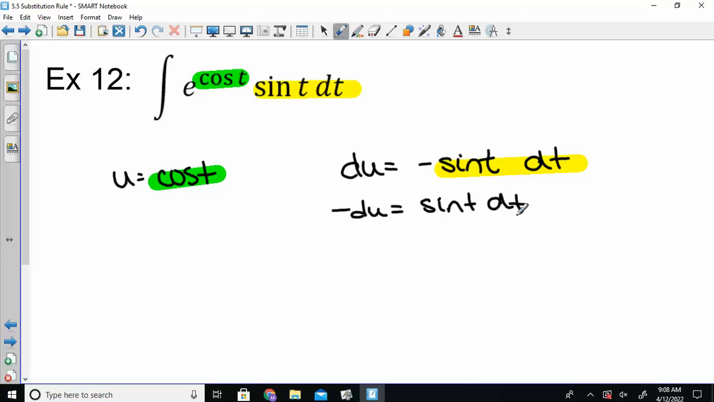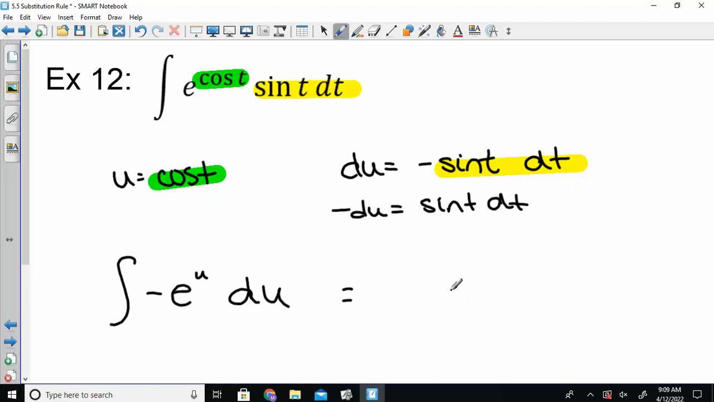How is this one different than the others I've been doing? We have that e, and this one doesn't have limits, the upper and lower limits. So what will it have at the end? Let's see. Okay. So we have the integral e to the u times negative du, so I'll just pull the negative out in front.